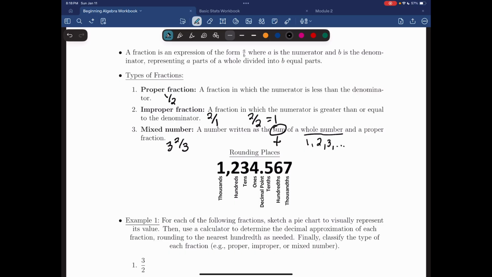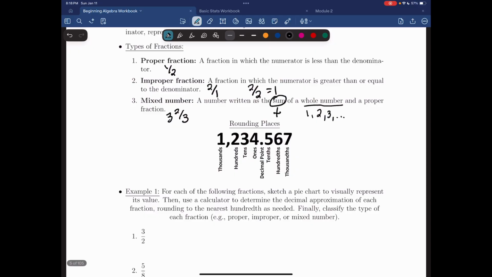That's an example of a mixed number, and we see mixed numbers actually all the time, especially when we're cooking and you look at the box and you're like, how many cups do I need? And it'll say, oh, you need 1 1/2 cups. That's a mixed number. Alrighty.